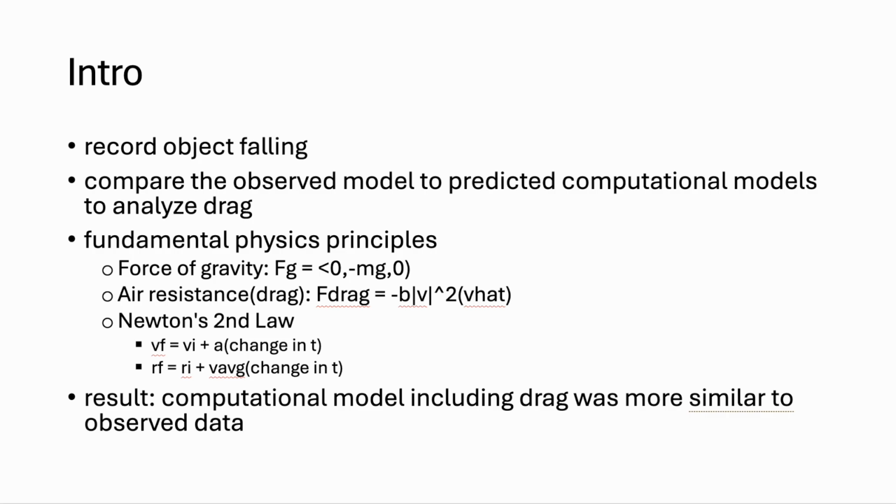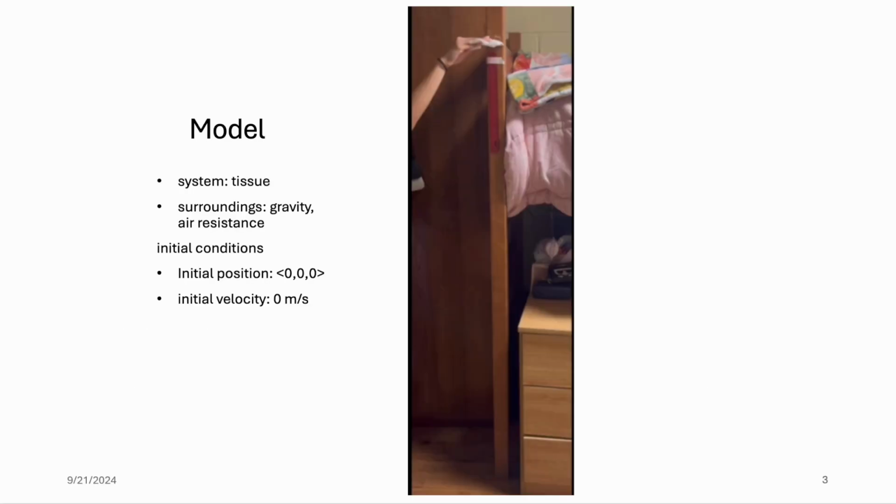The fundamental physics principles are the force of gravity for freefall, air resistance, which includes drag that slows down falling objects, and Newton's second law, where I used the derived update formulas to see the change in position and velocity over time. A brief overview of the result is that the computational model, which included drag, was more similar to the observed data. Here's the model.